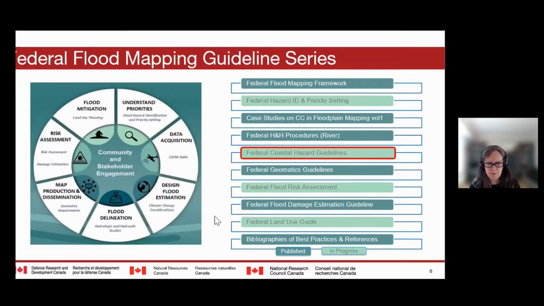Yeah, so as you can see from the circle on the left-hand side, there are various components when we think about the floodplain mapping guidelines series, from understanding the priorities to data acquisition to the flood estimation guidelines. There are 2 components. Right now underway, there's a new hydraulic and hydrodynamic guideline, we call it the H&H guideline, that's focused on the river side of things. And we're working closely with that group to make sure the coastal hazard side aligns with it. And it eventually comes around to doing the risk assessment, which is another guideline that we've been connecting closely with, and then looking at flood mitigation.